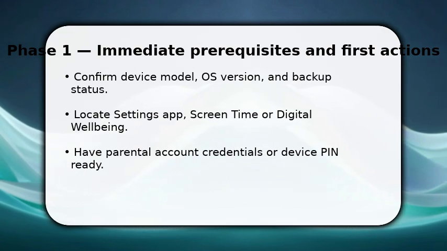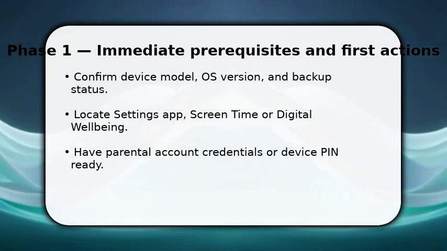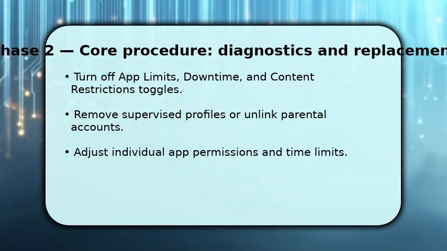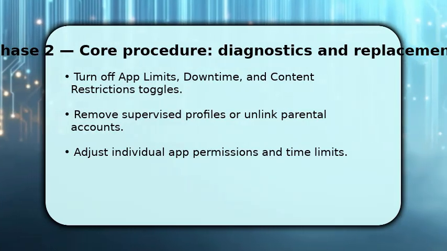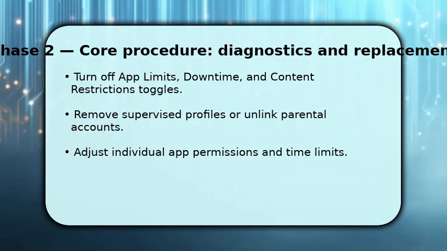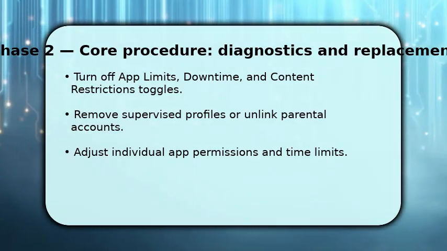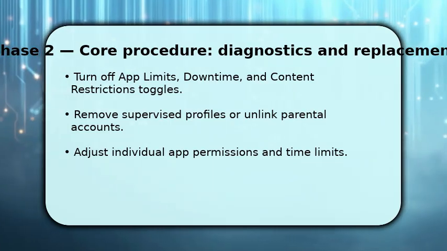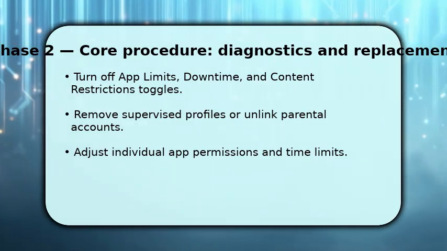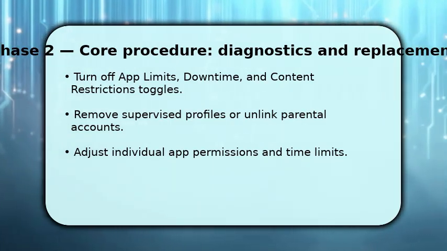Now you move into the complex middle steps. You will disable app limits and downtime by toggling them off. This stops automatic blocking. Make sure to also open content restrictions and change each category from restricted to allowed where needed. If the phone is supervised, remove the supervision profile or unlink the parental account.